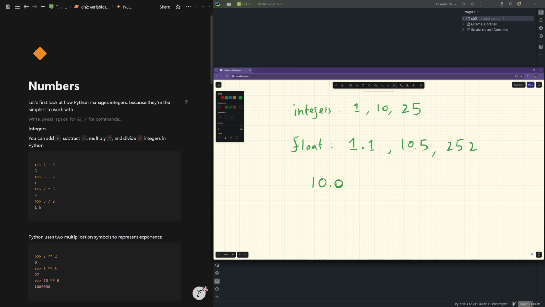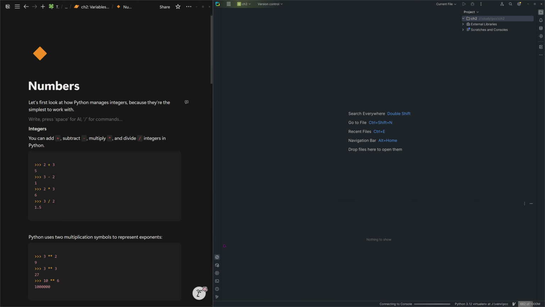Now, one thing to notice that I think some people ignore is that if you have 10.0, that's still a float because it has a decimal part. For a number to be an integer, it does not have a decimal part. So because it has a decimal part, it's still a float. So this is it.